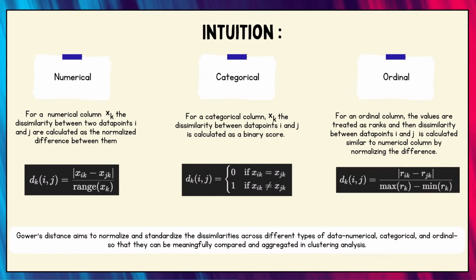So what is the intuition behind Gower's distance? Gower's distance basically aims to normalize the dissimilarities between the data points in the numerical columns, the categorical columns, as well as the ordinal columns, so that we can look at the dissimilarity and we don't have to worry about which kind of column it belongs to. We can just look at a number and say that, okay, data points I and j are very dissimilar in the revenue column and are quite similar in the education column, stuff like that.